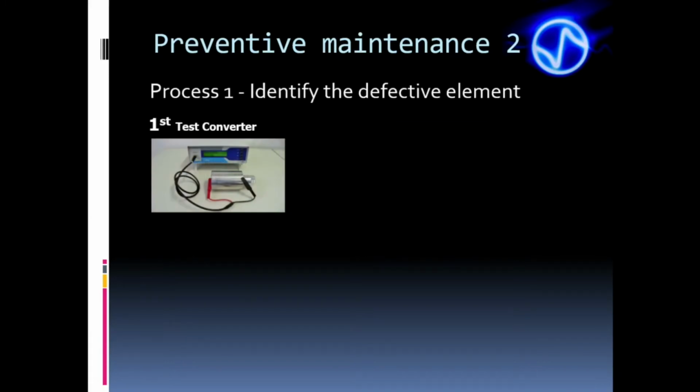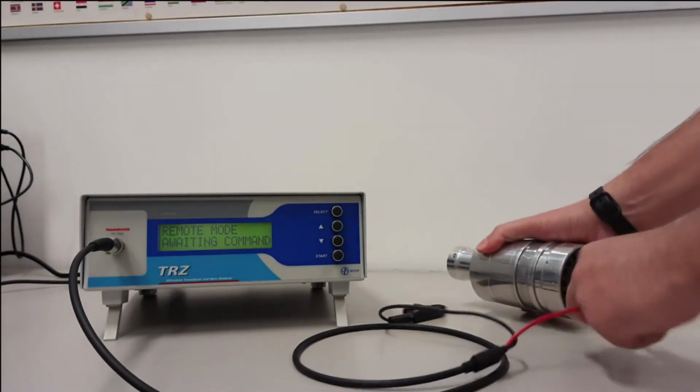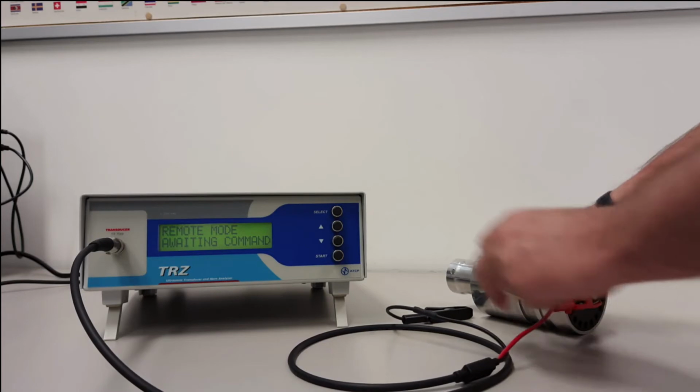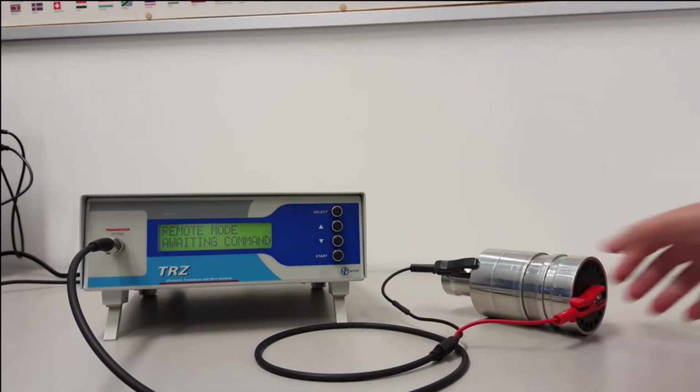Preventive maintenance 2 starts with the identification of the defective element. The first step is to test the converter alone using the TRZ analyzer. For this, we connect the red alligator clip to the positive pole of the transducer and the black clip to the negative or housing.